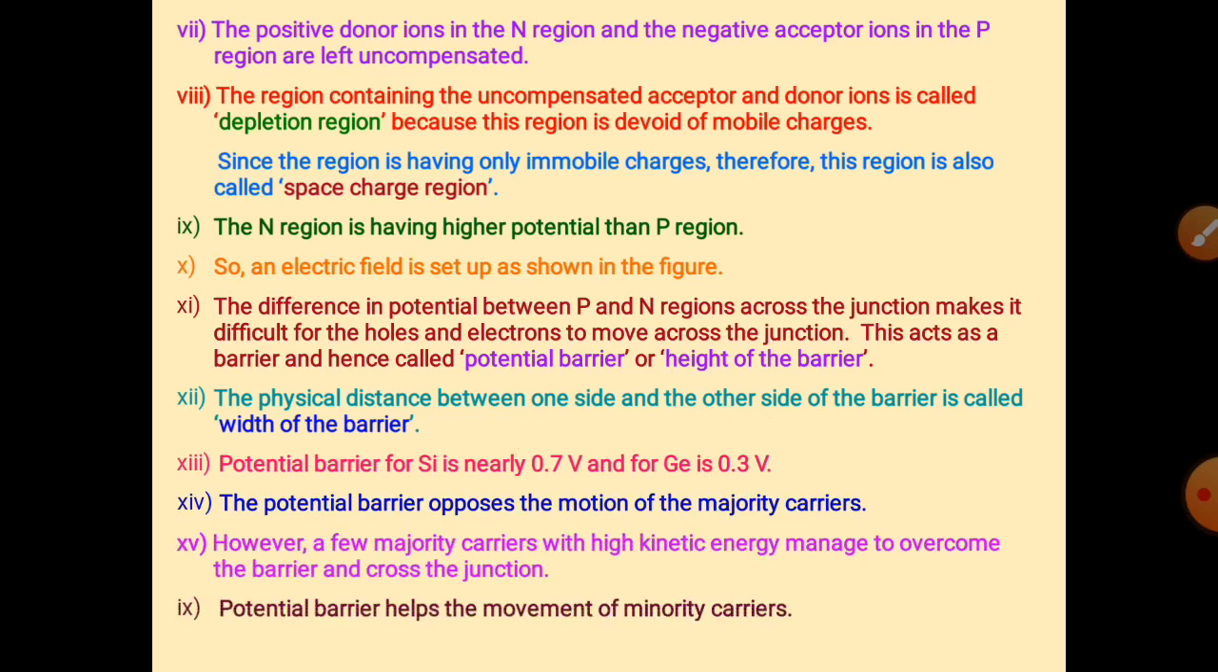If majority carriers have high kinetic energy, they can manage to overcome the barrier, right? Kinetic energy means that when the velocity of the electrons is higher, the kinetic energy will be more, and because of that the electron can move easily and come out into the other semiconductor.